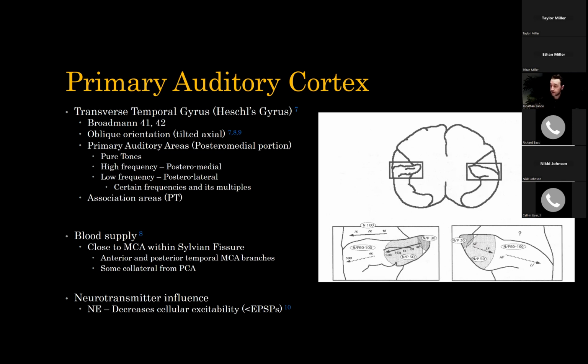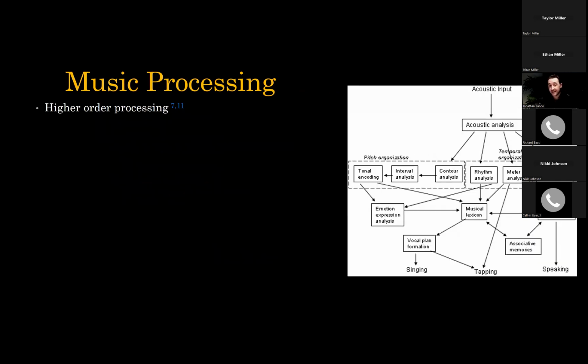Now, blood supply to this area is mostly from the middle cerebral artery. We get a couple of branches, collateral branches from the posterior cerebral artery. And norepinephrine, actually, our excitatory neurotransmitter, acts in a slightly different way to decrease cellular excitability, which I like to think of as it allows us to hear the music, calms everything else down so that we can really focus in on things. Now, when we get into higher order music processing, things get a little complicated even further.